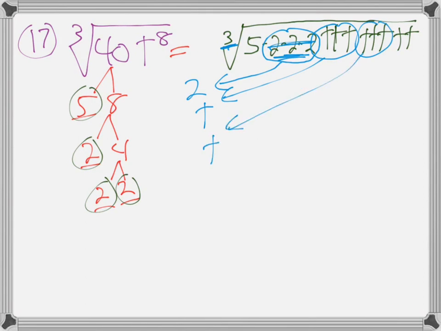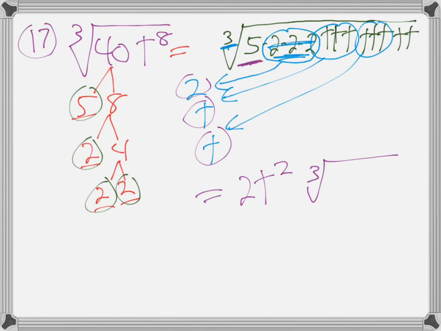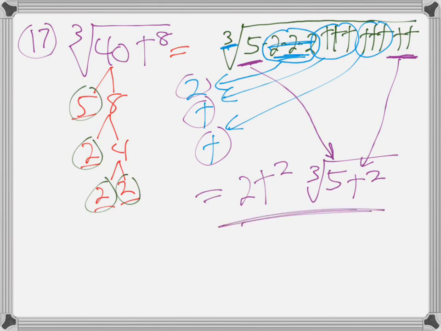Okay, so what makes it to the outside here? 2t squared, right? 2t. And then what's cube root, right? Keep that 3 in the hook. You got to have that 3 in the hook. What's left on the inside? 5. And t times t, so t squared, 5t squared is left on the inside. There's our answer, 2t squared, cube root of 5t squared. Okay.